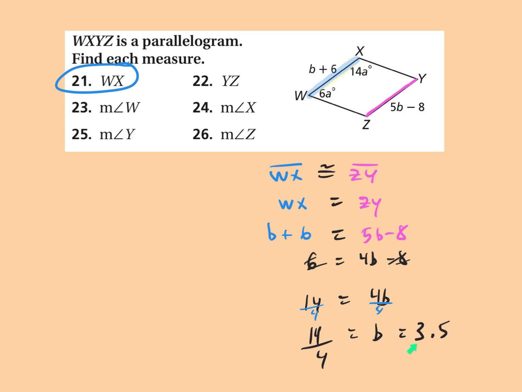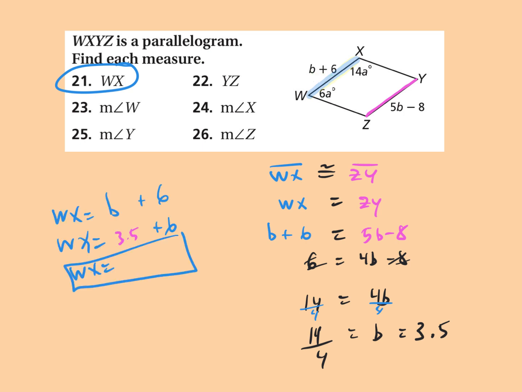So before you circle that and think you're done, remember to ask what they asked for. What is the length of segment WX? Well, that's actually b plus 6. And b plus 6 is 3.5 plus 6. So our final answer is that WX is equal to 9.5.